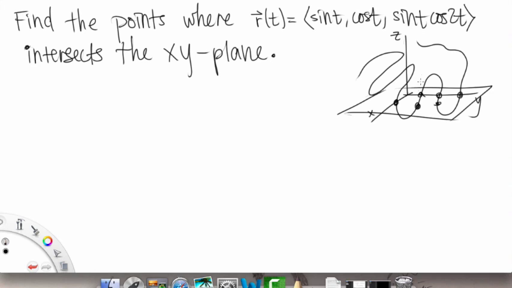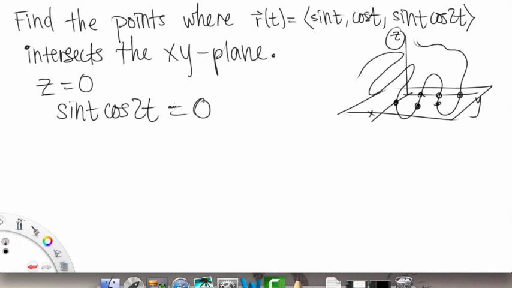The key point to remember is that when it crosses the xy plane, our z value is 0. So when does z equal 0? When is z flattened to 0? We're going to look at our z component, that's sine t cosine 2t, and set that equal to 0. We're going to find the t values at which this equality is true.